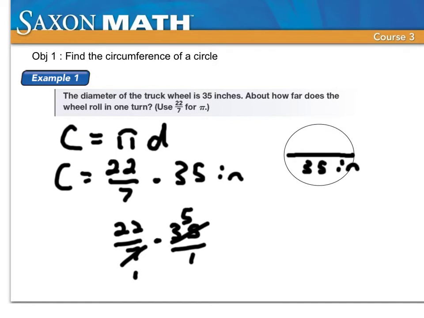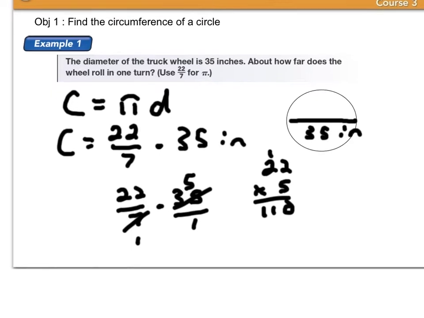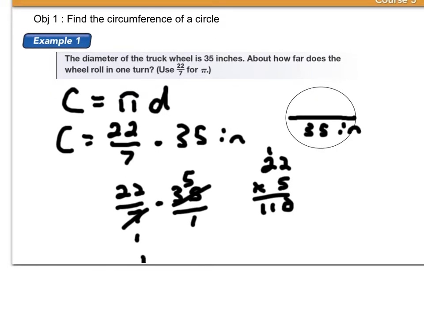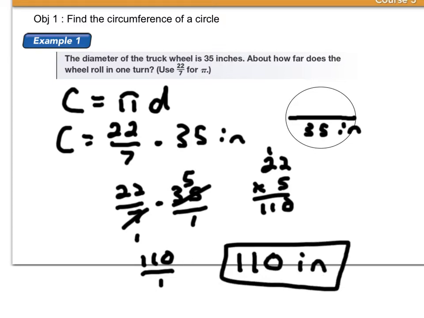So now I'm just going to multiply the tops. 22 times 5 is 10, carry the 1. 5 times 2 is 10, plus 1 is 11. That's 110. So we're going to get, for our answer, 110 over, then the bottom is 1. So that's just 110. So my answer is 110 inches if I use 22 over 7 for pi. Okay? Alright, let's go on to another example.